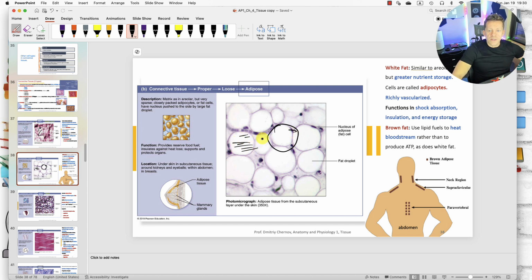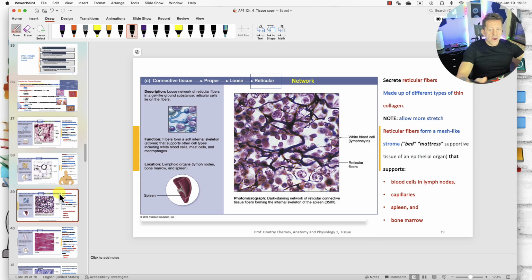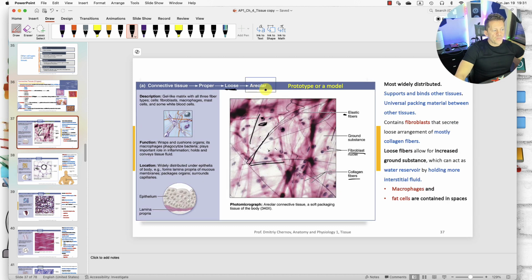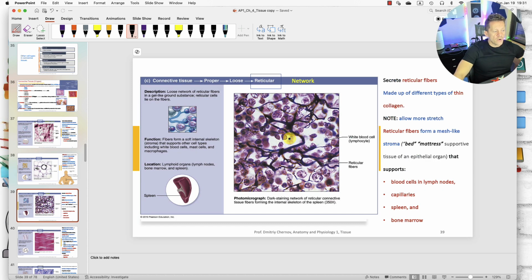So loose connective tissue, you store energy, you store fat, and then reticular connective tissue. It's better to compare reticular with areolar connective tissue. You see, with areolar connective tissue, fibers are spread out. With reticular connective tissue, fibers are packed near one another, so it's more dense and there's less space.